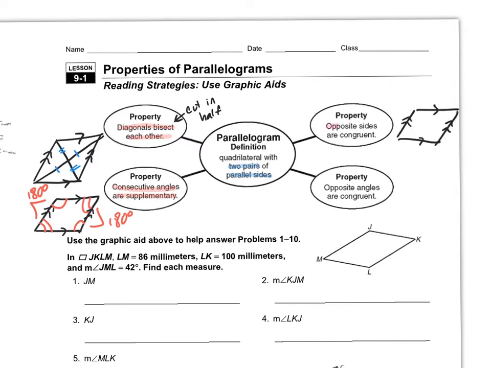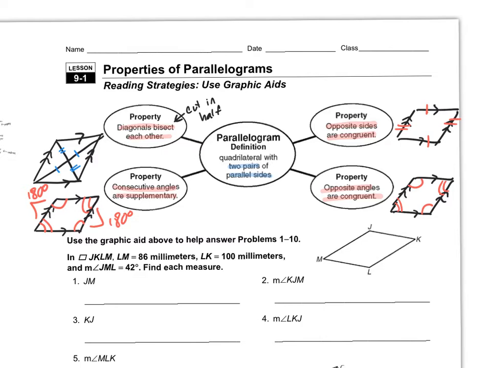Our next property tells us that the opposite sides are congruent, so they have the same length, and I'm going to denote that with tick marks. So these have the same length and these have the same length. And then this last property says that opposite angles are congruent. We actually already showed this before, didn't we, when we talked about supplementary consecutive angles. But the opposite angles are going to have the same measure. So we just have 4 properties that we looked at right there.